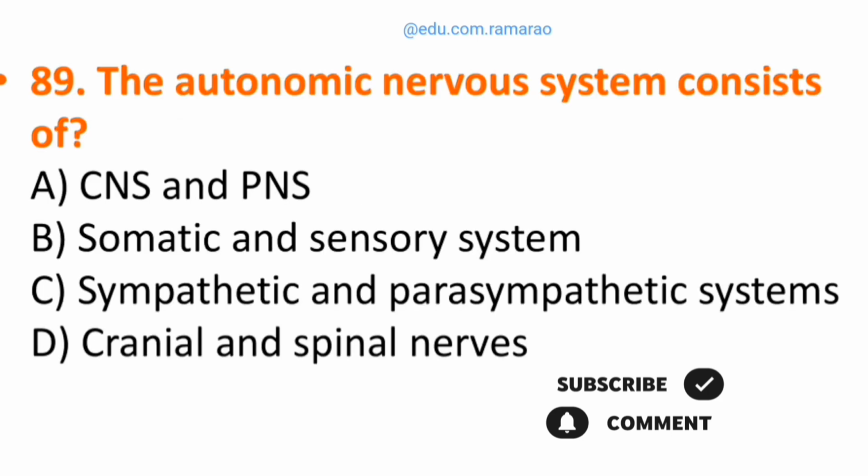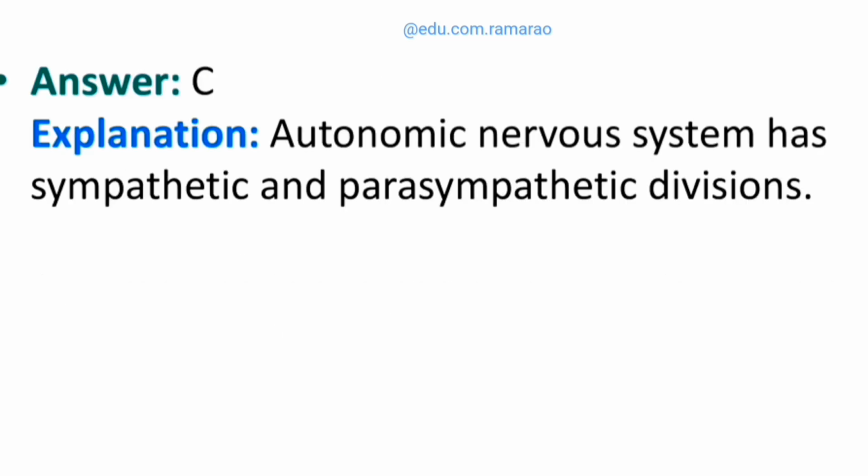The next question. The autonomic nervous system consists of option A CNS and PNS, option B somatic and sensory system, option C sympathetic and parasympathetic system. The correct answer is option C. Autonomic nervous system has sympathetic and parasympathetic divisions.